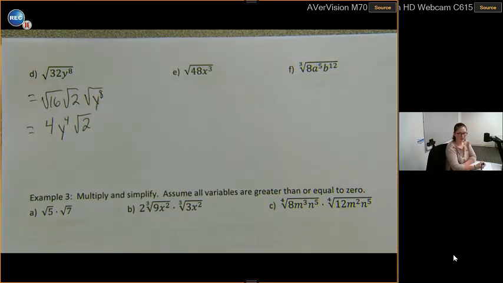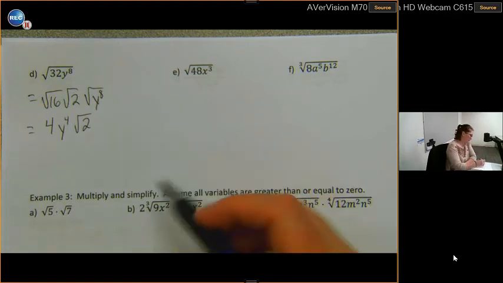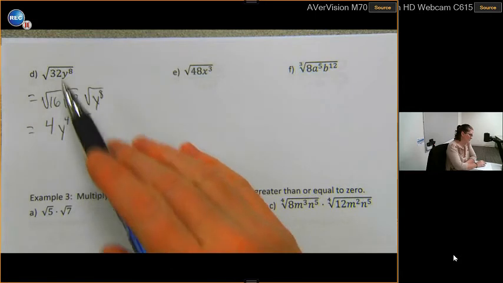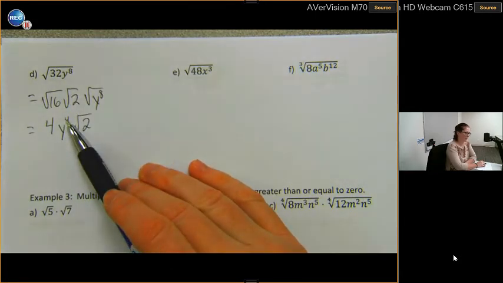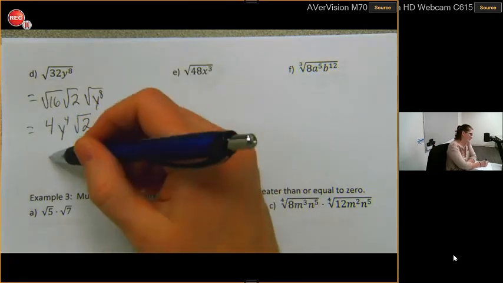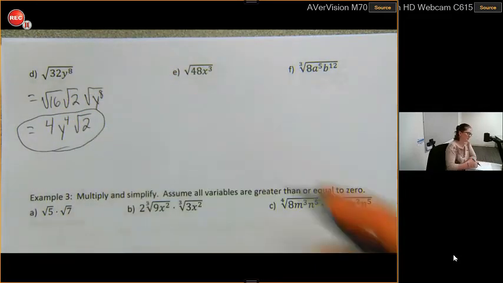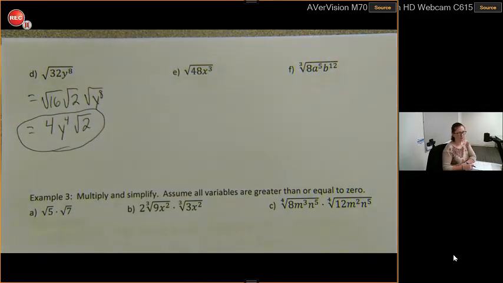And now I stop to think, do I need absolute value? And the answer is no, because I had an even index, but I also have an even exponent. All right, even exponents make your answer positive. So that's why we don't need absolute value to make the answer positive.